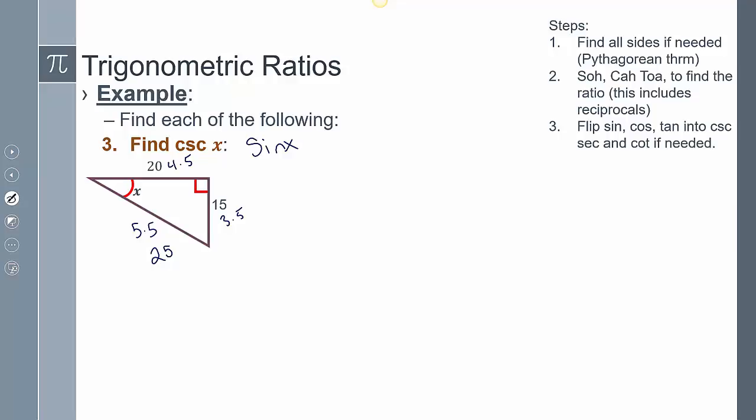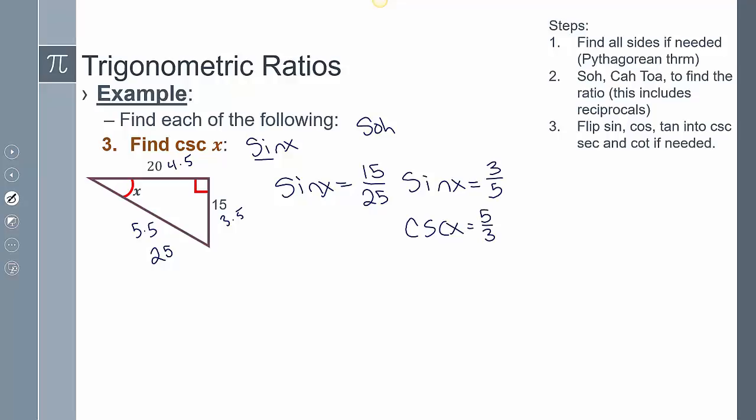So I have all the sides, so, because it's going to be sine, step 2, SOHCAHTOA. I have sine is opposite to the hypotenuse, so the sine of x is opposite 15 to the hypotenuse 25. I can reduce that. And so now to turn it into the reciprocal, cosecant of x equals 5 over 3. And this is going to be my answer.